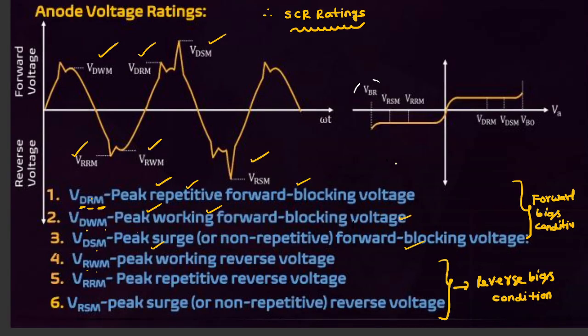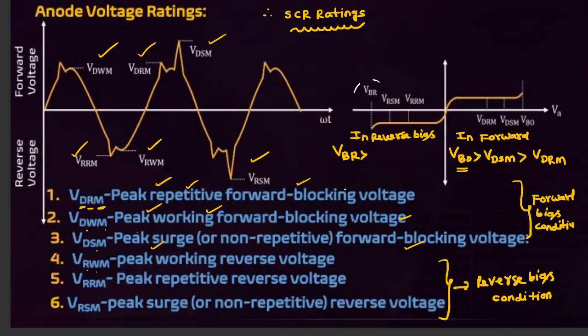And one observation here: in forward bias condition, in forward blocking, which is the highest voltage? VBO, the forward breakdown voltage, is the highest. Next, VDSM, the peak surge or non-repetitive voltage. Next one is VDRM. The lowest voltage in forward direction is VDRM, the highest voltage is VBO. In reverse blocking, in reverse bias, which is the highest voltage? VBR, the reverse breakdown voltage, is the highest voltage.